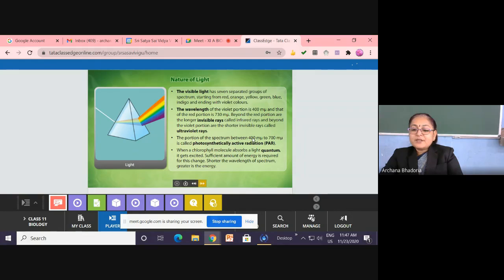Now the portion of the spectrum between 400 to 700 is called the photosynthetically active radiation. Note this point. We call it PAR, that is photosynthetically active radiation, meaning the spectrum which ranges from 400 millimicron to 700. Noted everyone? Done this much?